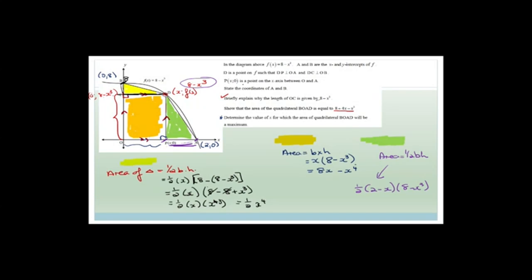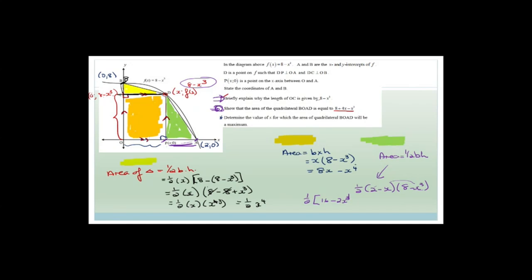Do you see now why they asked us to do this? It's to give you a clue on how to do this question, and I would guess that this would be the most marks in this paper. So let's multiply out the brackets first. You end up with a half, 2 times 8 is 16, then 2 times minus x cubed is minus 2x cubed.